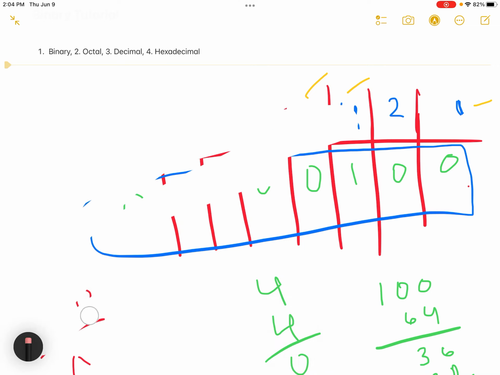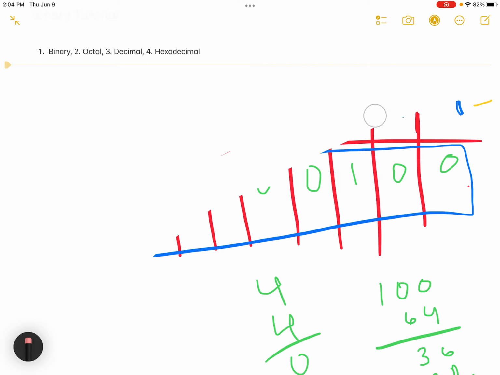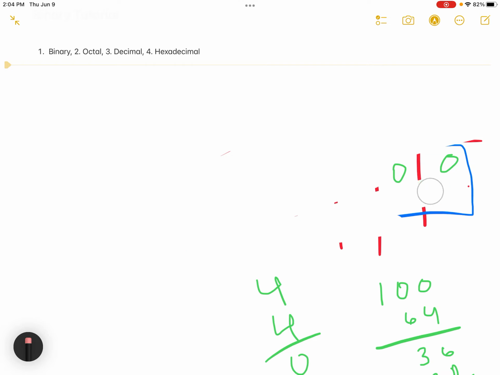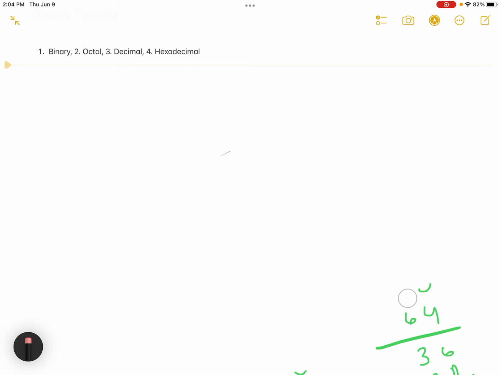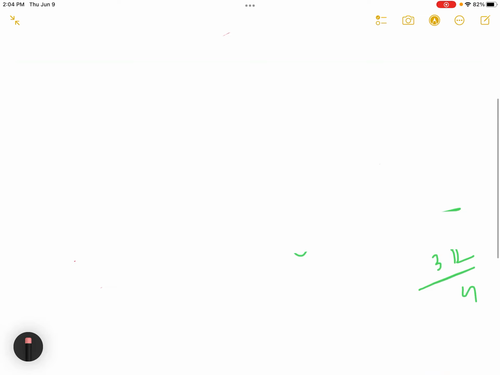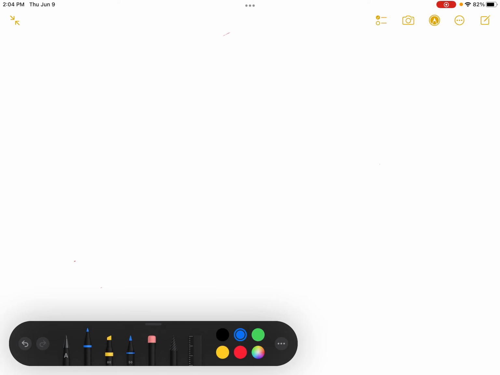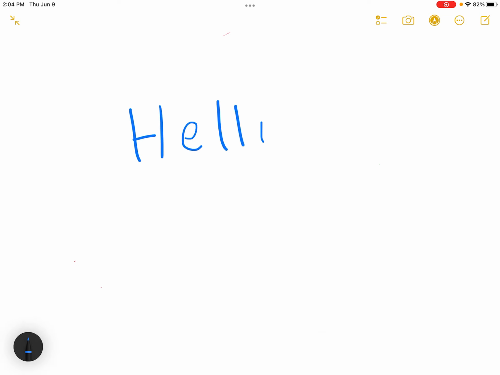Let me show you something else. In computer programming, every letter, every symbol, every number has a binary code. Now imagine, when we say hello in English, we understand that hello means hello. But the computer doesn't understand this letter. The computer only understands binary numbers.